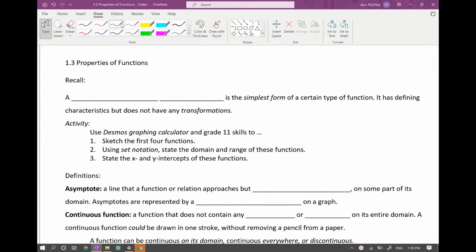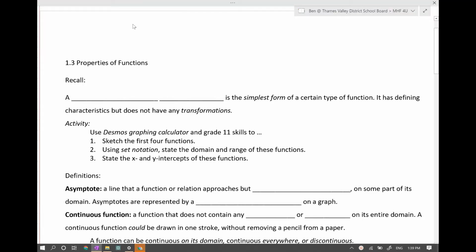Okay, so let's look today at some properties of functions. And that's going to be some old and some new properties of functions and some old and some new functions that we're going to work with.